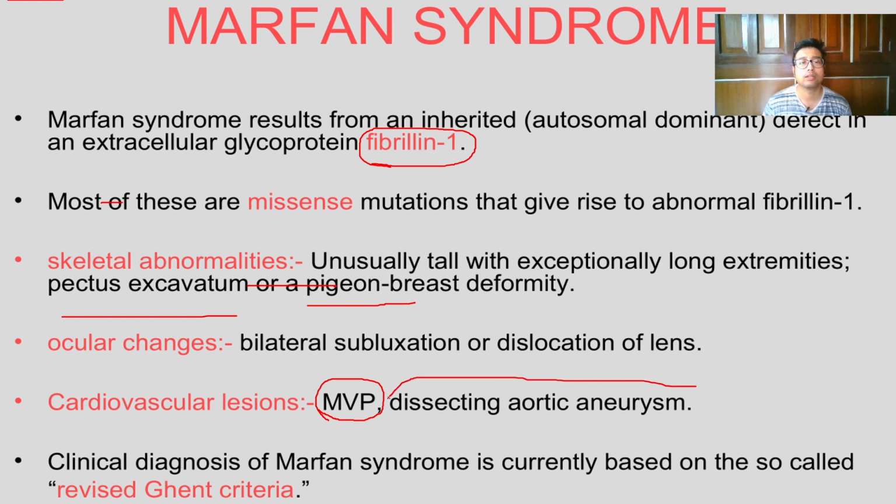These are very important. You need to remember this from now till you go to the wards next year. And the diagnosis is done by the revised Ghent criteria that you don't need to remember for now. But remember, there will be subluxation of lens, meaning dislocation of lens, extremely long hands and long face, followed by pigeon chest deformity and dislocation of various other joints, and followed by heart problems. What are the heart problems? Aortic aneurysm and mitral valve prolapse. And the most common MCQ that is asked is defect in fibrillin 1.